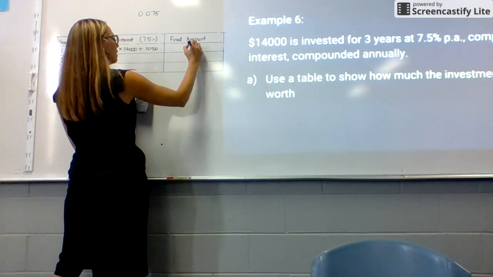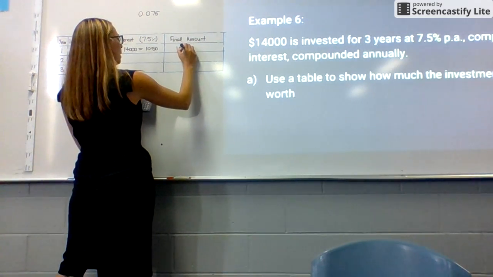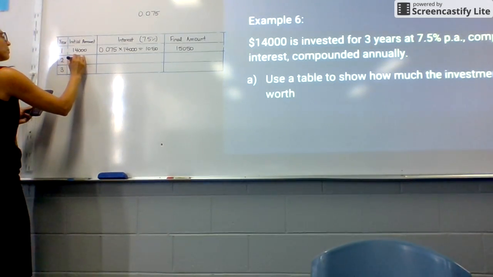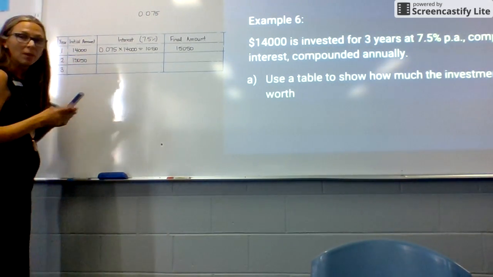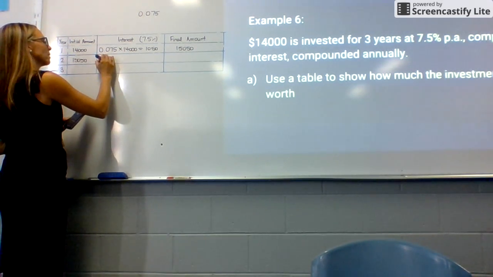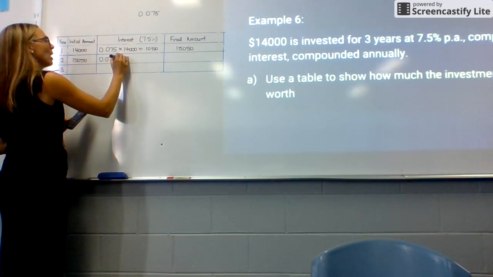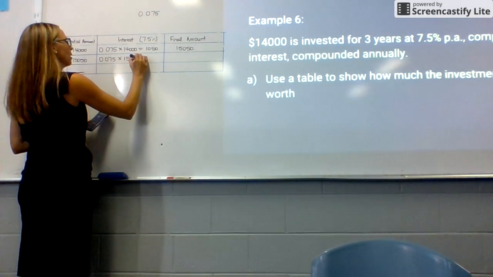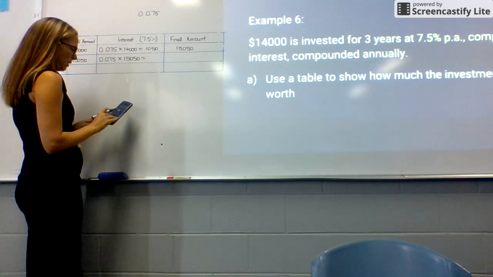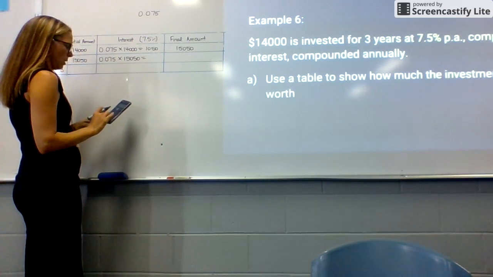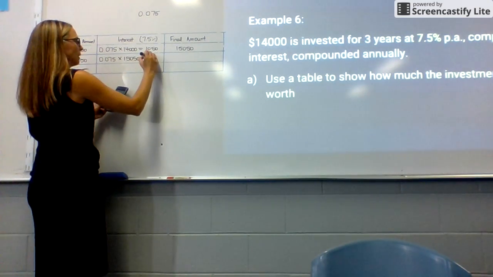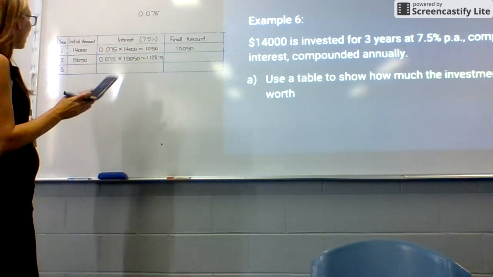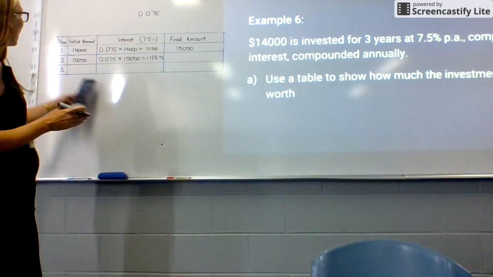My final amount for that first year is whatever interest I had plus my initial amount, which is $15,050. That amount then carries over to here. My interest, 7.5% or 0.075, times how much I had at the beginning of that year, is $1,128.75.